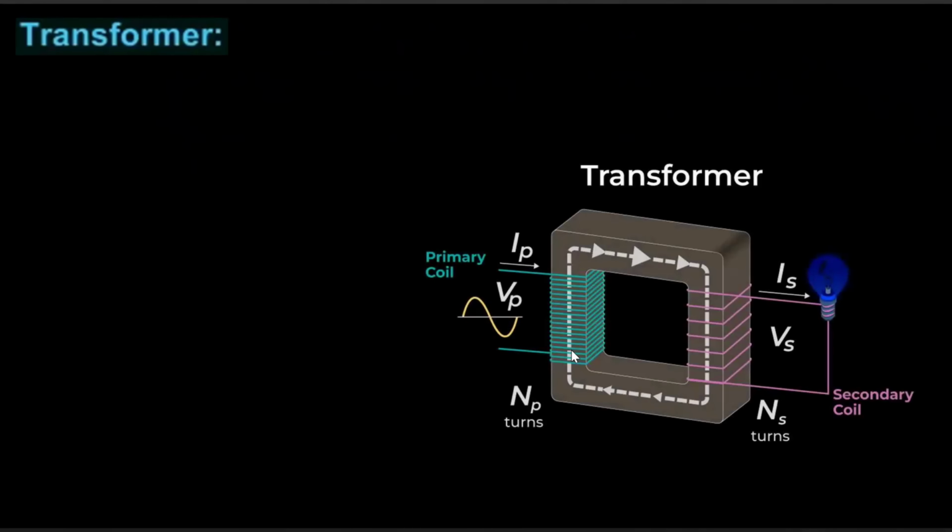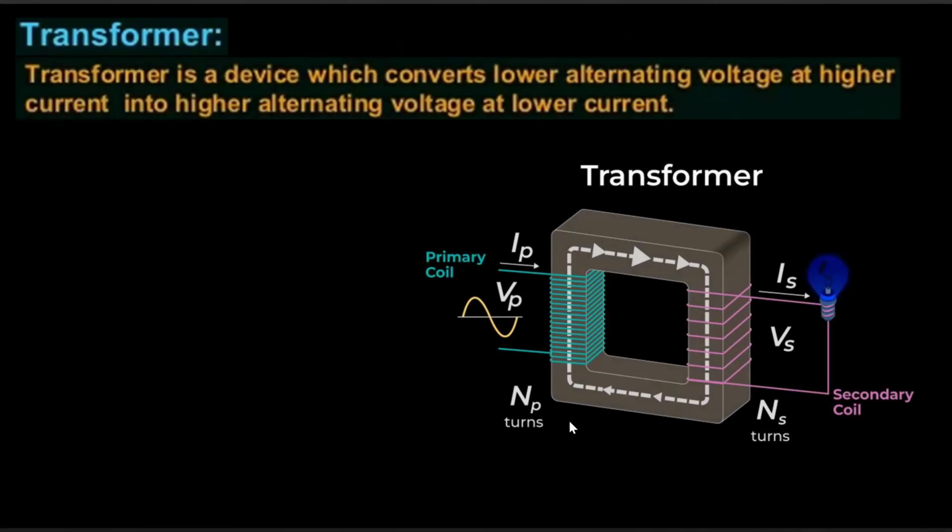As you can see from this diagram, a transformer is a device which converts lower alternating voltage at higher current into higher alternating voltage at lower current. Finally, we can say it is used to transfer power from one circuit to another circuit by either stepping up the voltage or stepping down the voltage.